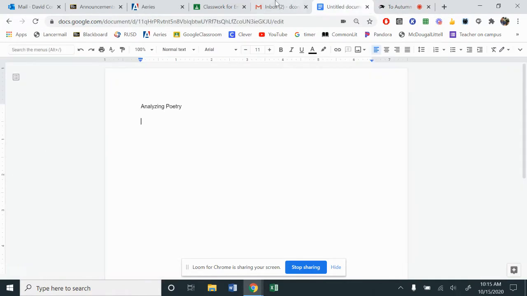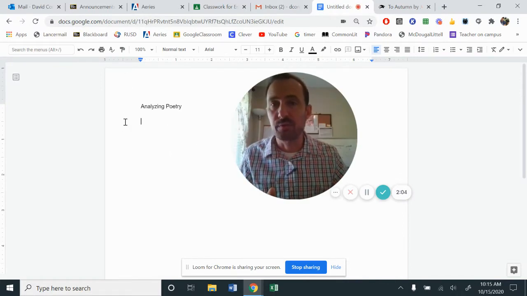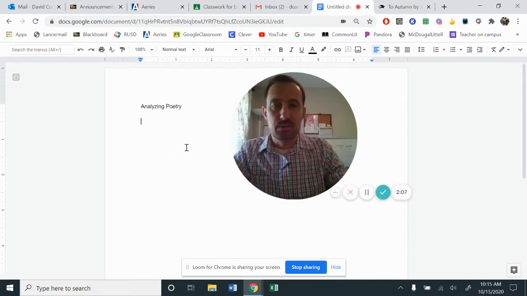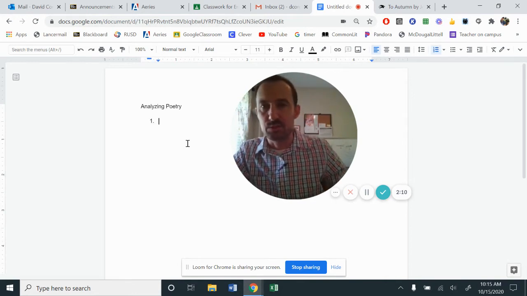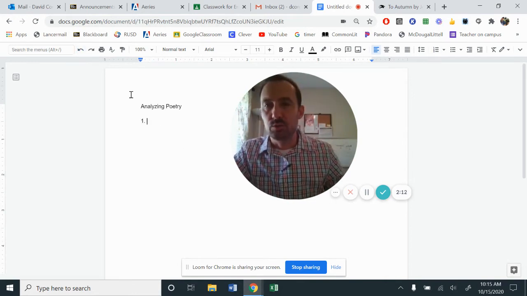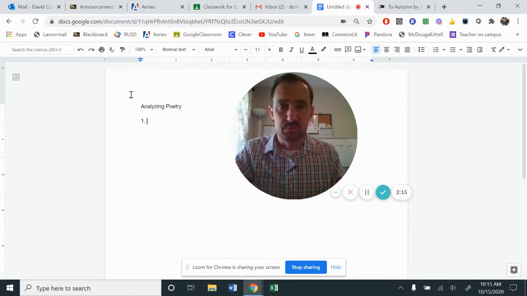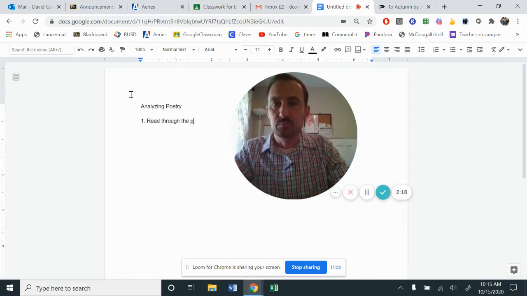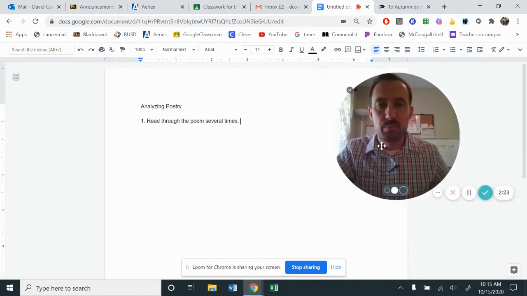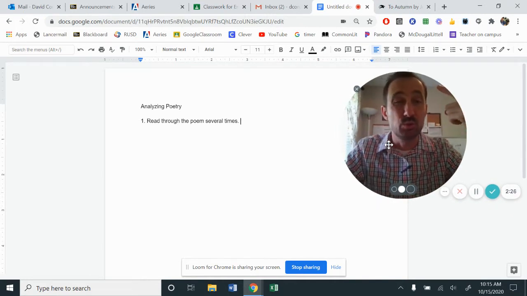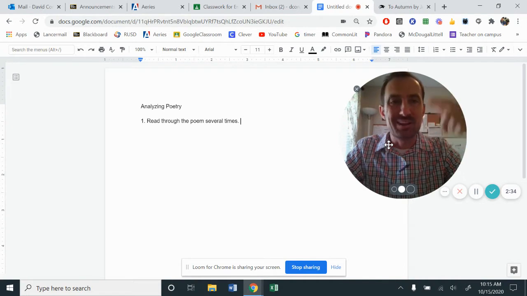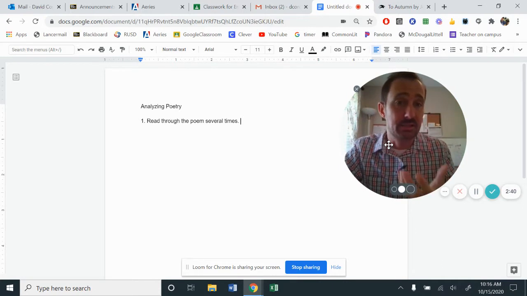So looking here, and I'm going to go back and forth, we've got analyzing poetry. The very first thing that we need to do, ladies and gentlemen, is we need to read through the poem several times, okay? When we read through the poem several times, we are able to hear words and rhythm. We're able to hear the rhyming pattern. We are able to get a better sense of what happens and what the content is.